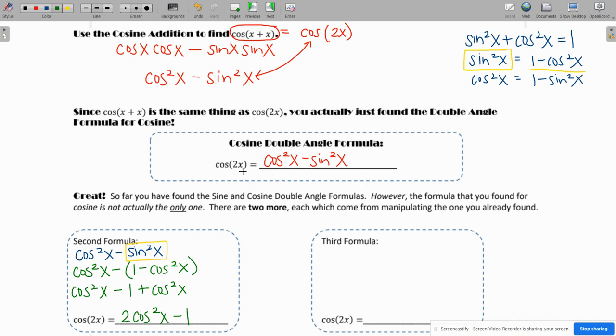So this is a formula for cosine of 2x, but so is this. And this can be helpful depending on what you're given. If you are given the cosine of x, then this formula makes sense to use. You don't even need to have the sine of x. So this formula can be beneficial at different times.